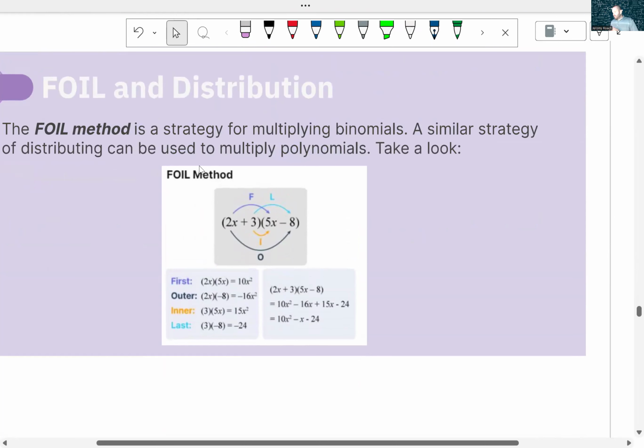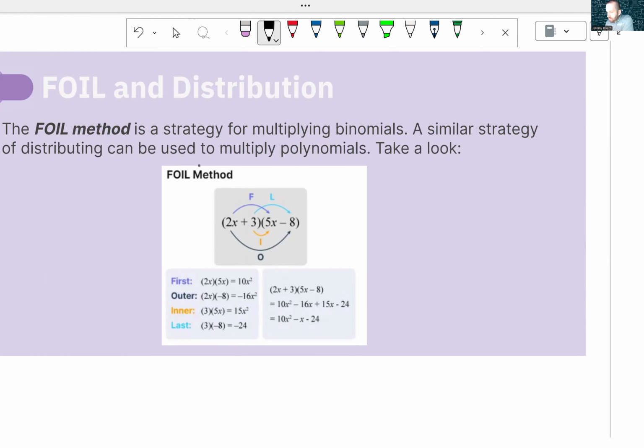Okay, the FOIL method. I think most people know how to do the FOIL method. It stands for first, outer, inner, last. This is just basic multiplication of a binomial. So just remember you do all 4. You do all 4 of these. I like to start with that.